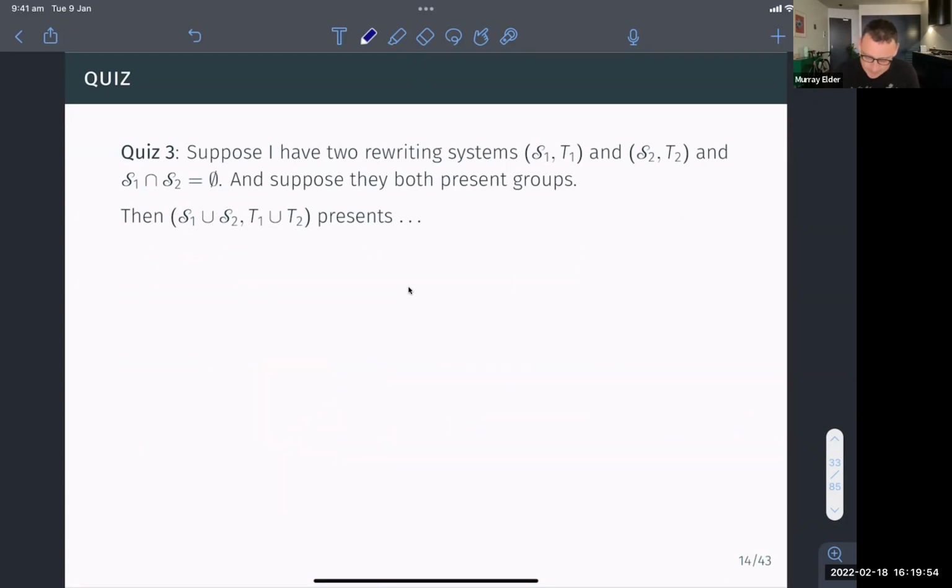The last one here is that I have two rewriting systems over disjoint alphabets, and I suppose that they both have inverses, so they both present groups. Assume the first one is G and the second one is H, presenting G and H. What kind of group would I get if I just stuck the two rewriting systems together? You can do operations within the first group, but if you have a string from the second group, then there's no interaction there. And so you can alternate between first, second, first, second.